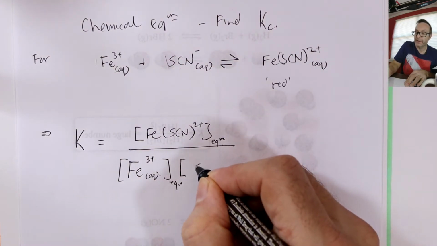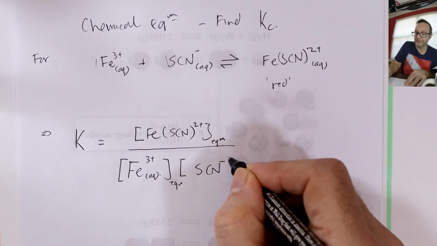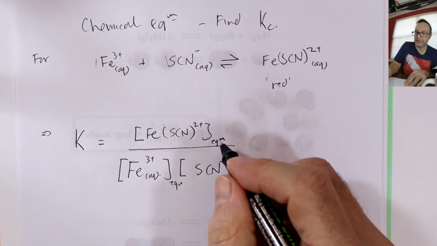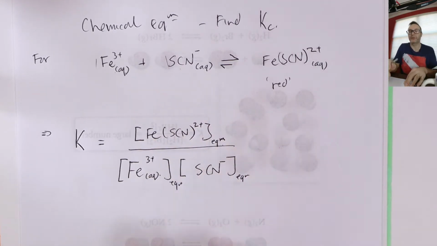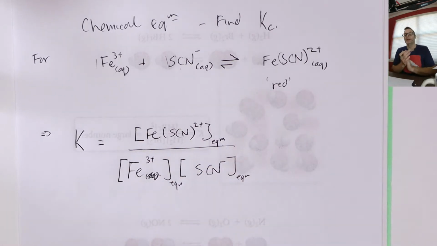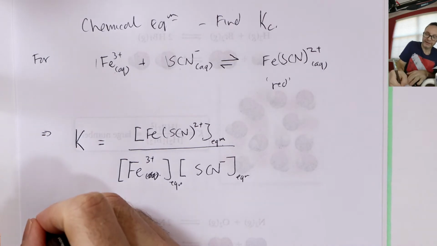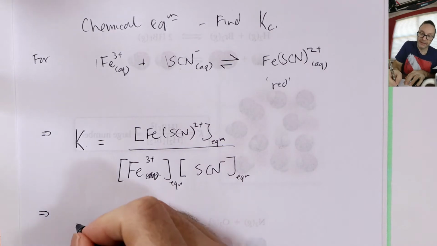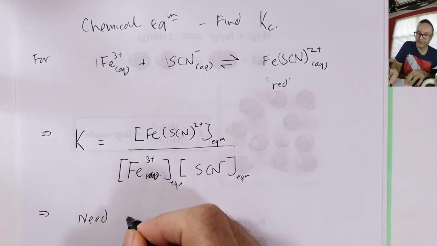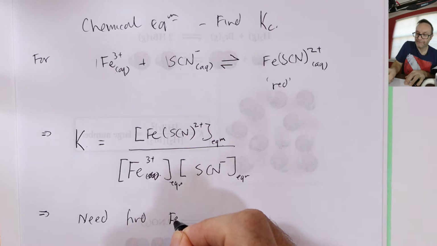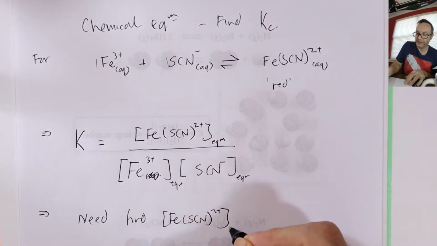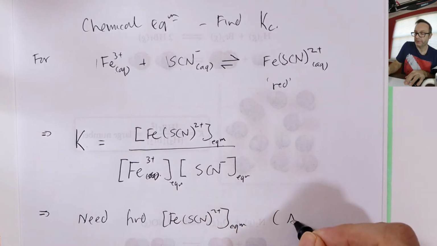The concentration of Fe3+ at equilibrium, times the concentration of SCN minus at equilibrium. It's not really necessary to put the aqueous because they're square brackets, but equilibrium, yes. Make it consistent. So when we determine the value of K, you need to find all 3 of those variables. You need to find the FeSCN concentration at equilibrium. That's from absorbance.